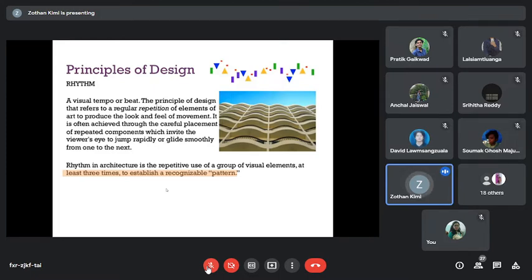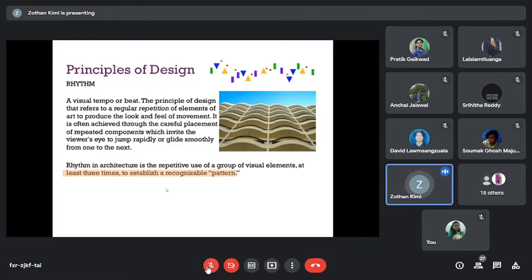Anyways, so yeah, basically, let's just read this again. A visual tempo or beat. The principle of design that refers to a regular repetition of elements of art to produce the look and feel of movement. It is often achieved through the careful placement of repeated components which invite the viewer's eye to jump rapidly or glide smoothly from one to the next. I think David had a good, simple explanation.